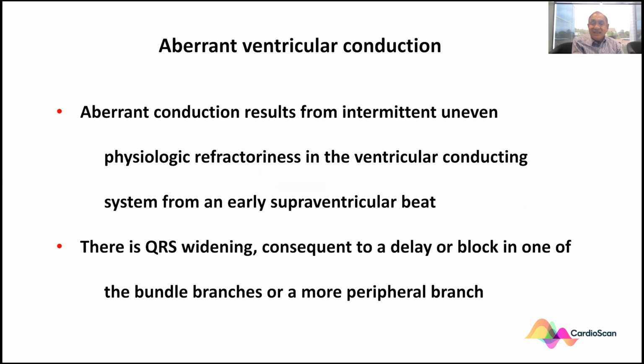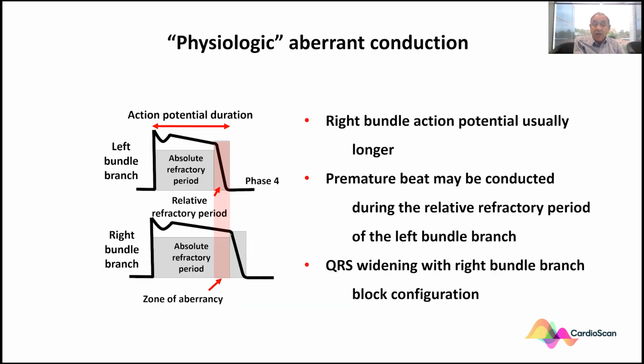Aberrant ventricular conduction results from intermittent, uneven physiologic refractoriness in the ventricular conducting system from a very early supraventricular beat. As I stated, there is QRS widening consequent to a delay or block in one of the bundle branches or a more peripheral branch. This highlights what aberration is all about.